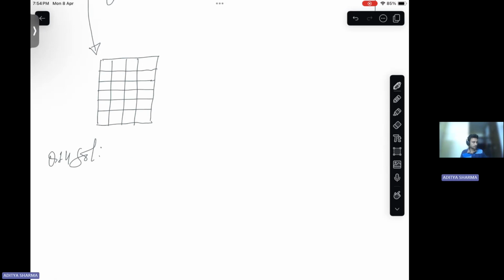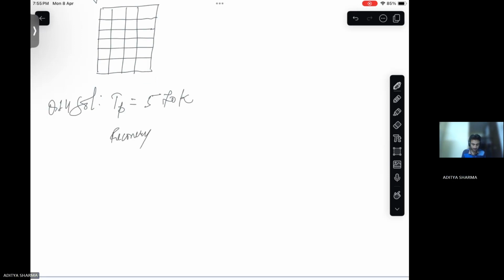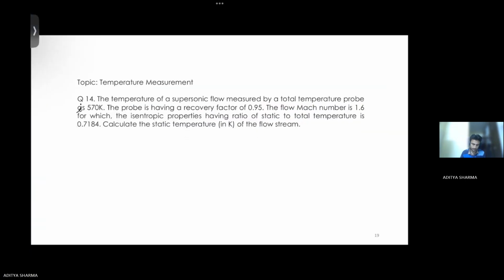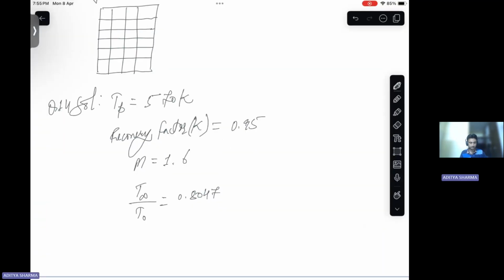So we have been given from the probe, the temperature we have is 570 Kelvin, right? And the recovery factor is 0.95. Mach is given as 1.6, and static temperature to total temperature is given as 0.8047, right? Oh, sorry, it should have been 0.8047. All right.